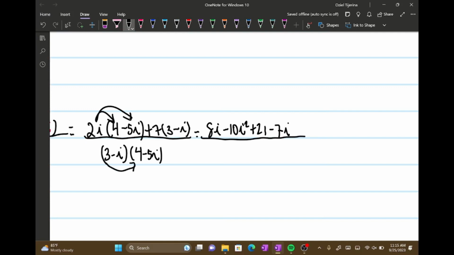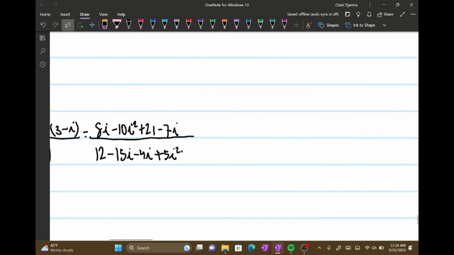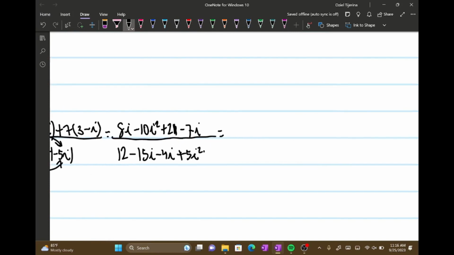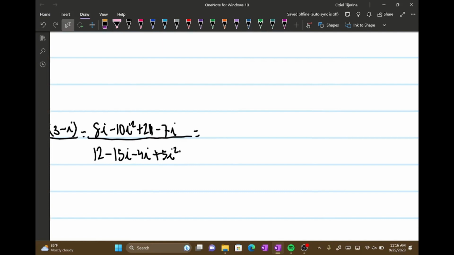So we do the FOIL method, just distributing everything: 12 minus 15i minus 4i, and then minus minus 5i squared, excuse me, plus 5i squared. You want to be careful with your signs there. And this is supposed to be 21. So then this is going to be 8i minus, and remember that i squared is negative 1.